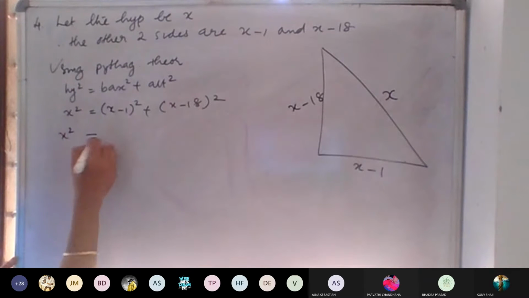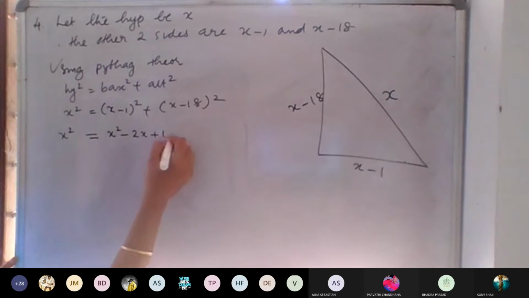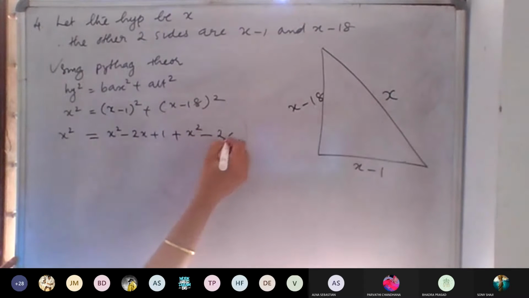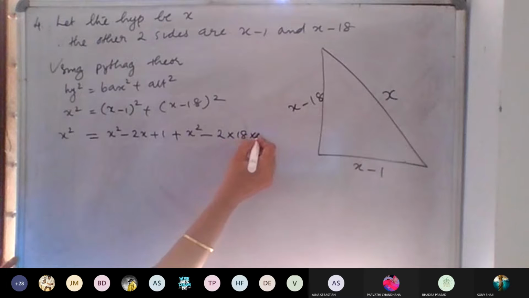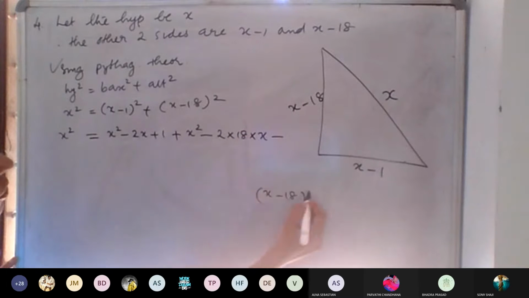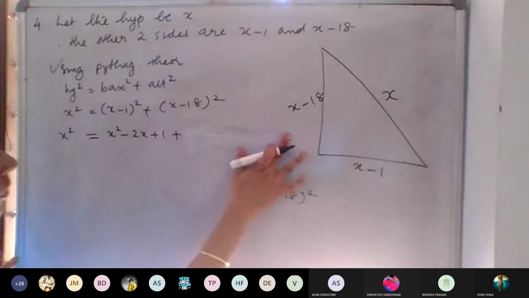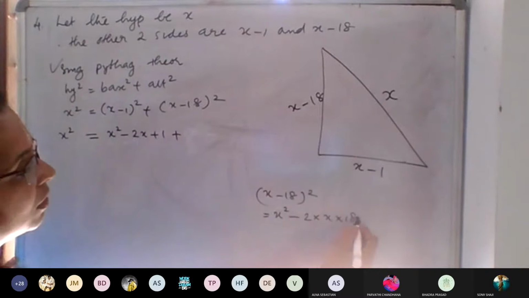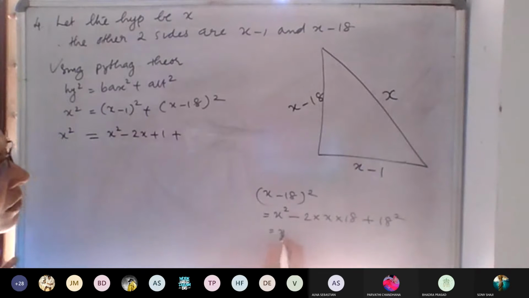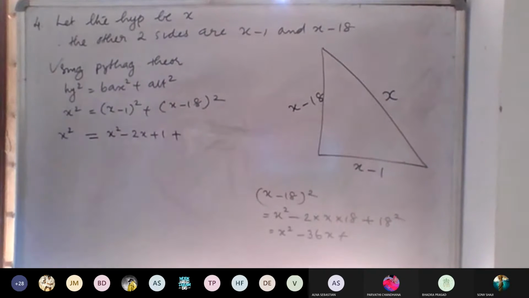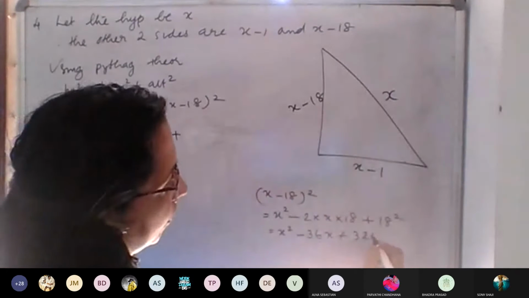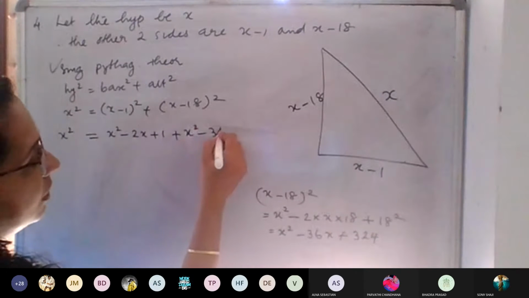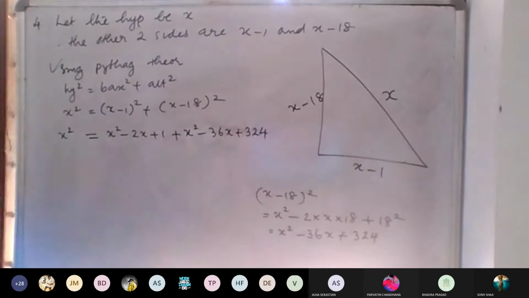So x square. Directly you can write now x minus 18 the whole square. Do it in the working order. x square minus 2 into x into 18 plus 18 square. That is x square minus 36x plus 18 into 18, which is 324. x square minus 36x plus 324.